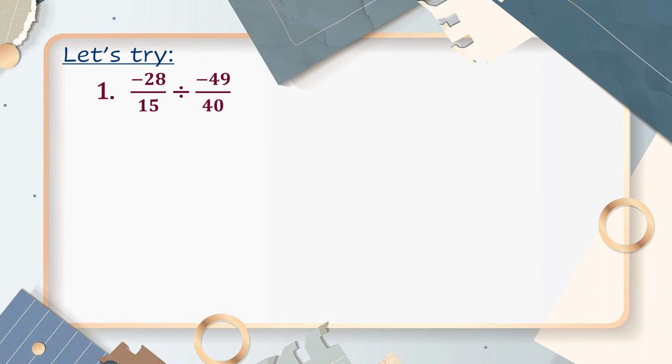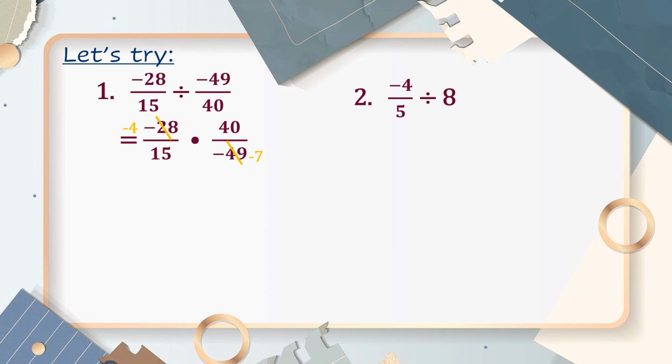Let's try another example. So we have negative 28 over 15 divided by negative 49 over 40. So as you can see, we have two negative fractions. So kapag nag-divide tayo ng dalawang negative, ang answer natin ay positive. So before that, i-change natin yung division ng multiplication and then reciprocal natin ang ating divisor. So, from negative 49 over 40, magiging 40 over negative 49. So, as you can see, pwede natin i-cancel si negative 28 at si negative 49. Pareho silang divisible by 7. So, cancel natin, divided by 7, that is negative 4. Then, negative 49 divided by 7 is negative 7.